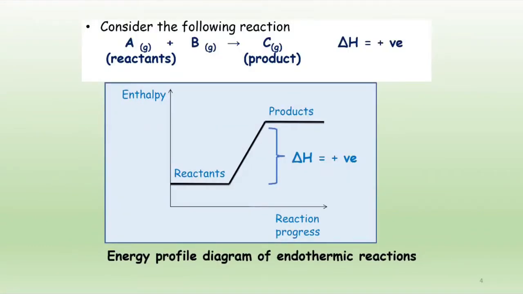Consider the following reaction. This diagram shows the energy profile diagram of an endothermic reaction. In the graph, we see that the reactants have lower enthalpy compared to the product. So as the reaction progresses, the product gains more heat or enthalpy.